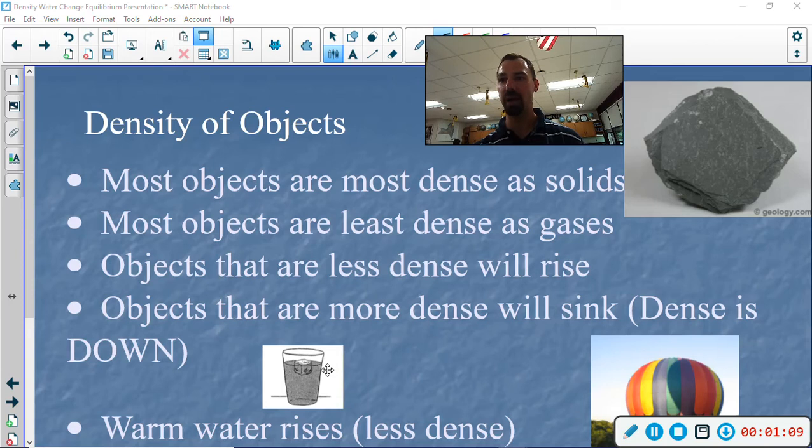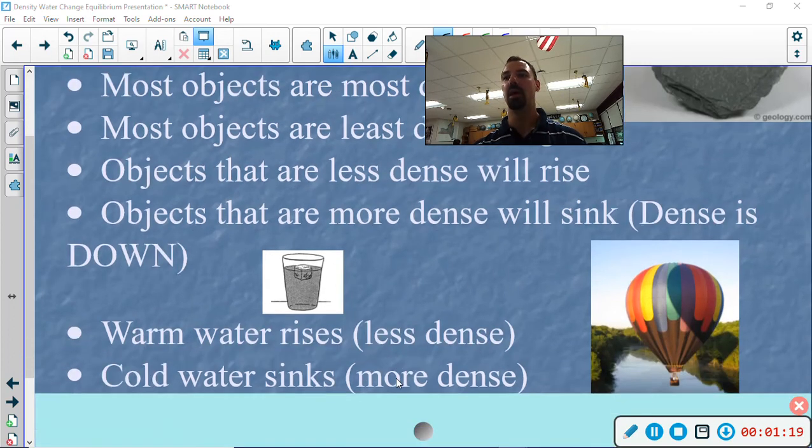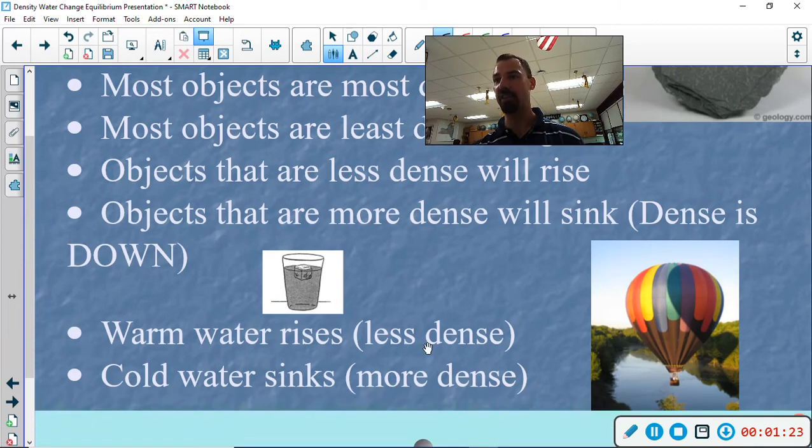So the reason why ice floats, ice is less dense than water. And you're going to say, well, most objects are most dense as solids. Well, water is a little weird in that way. It doesn't follow that rule. So we'll get to that in a little bit. Warm water rises because it is less dense. Cold water sinks because it is more dense.